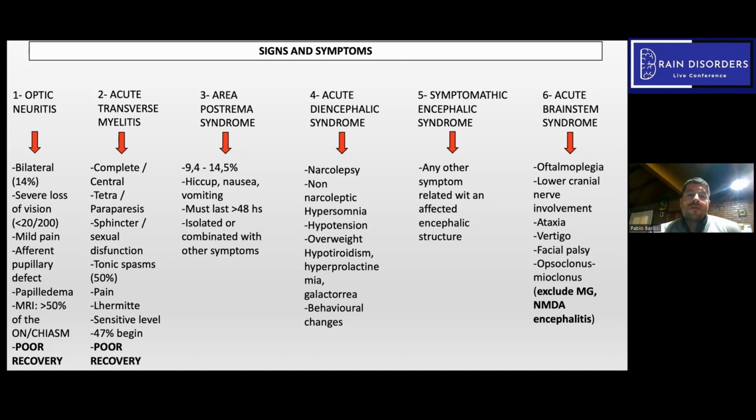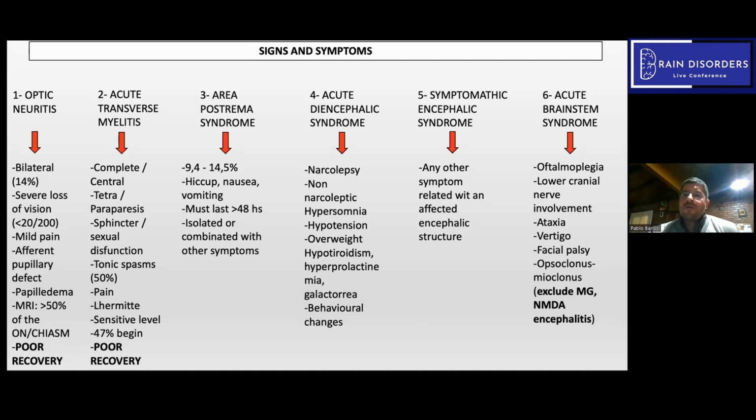Then we have the Acute Diencephalic Syndrome. We could have narcolepsy or non-narcoleptic hypersomnia, hypotension, overweight, hypothyroidism, hyperprolactinemia, galactorrhea, behavioral changes, all this because the thalamus and mesencephalic region are affected. Symptomatic Encephalic Syndrome is the most nonspecific symptom because any other symptom related to an affected encephalic structure could make us think about NMO.